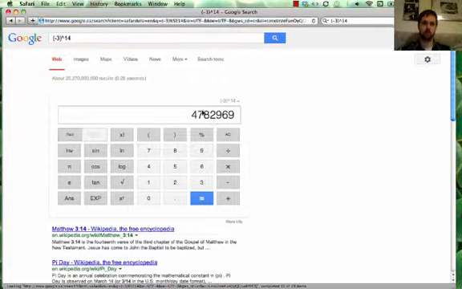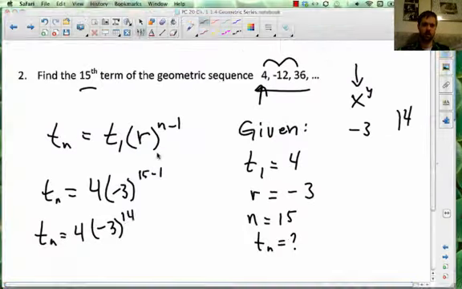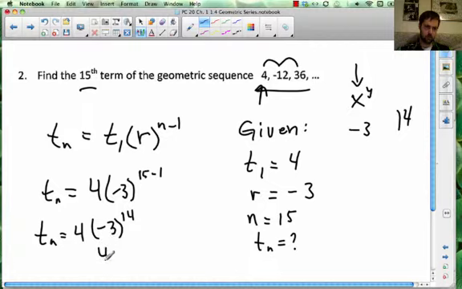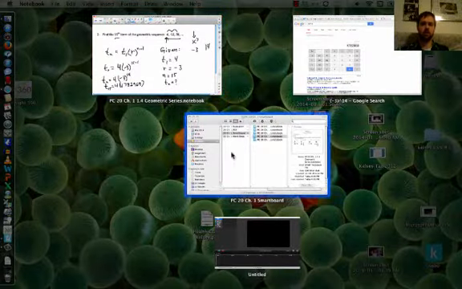And Google will spit it out for us. 4,782,969. And it will be a positive number because this is an even number. Okay, so then we have to multiply that by 4.